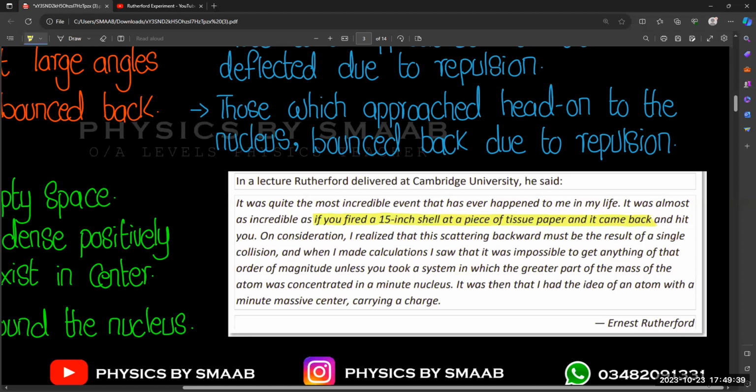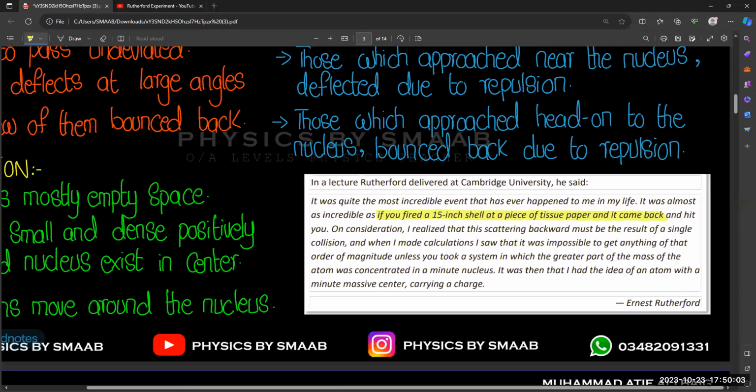So I realized that this scattering backward must be the result of a single collision. And when I made the calculation, I saw that it was impossible to get anything of that order of magnitude unless you took a system in which the greater part of the mass of the atom was concentrated in a minute nucleus. It was then that I had the idea of an atom with a minute massive center carrying a charge. So this was the statement given by Rutherford during the lecture at Cambridge University, right?